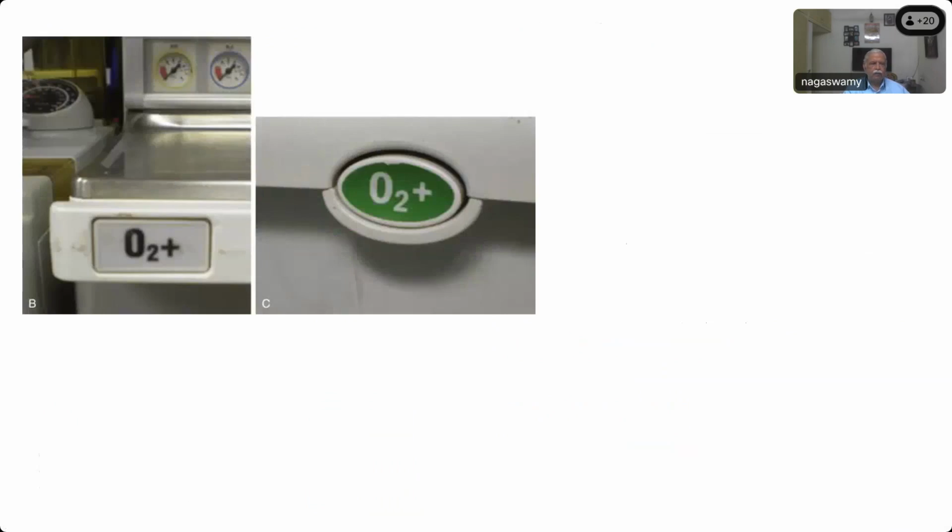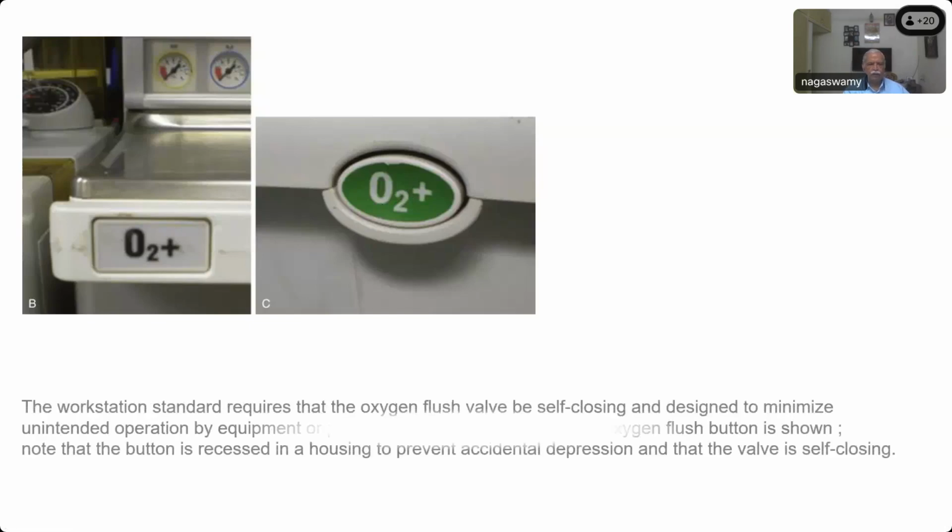So what they have done is they have modified this like this. You can see it is written not as oxygen flush but as O2 plus. And here you can see it is flushed with the surface, whereas here they have got another rim like thing. So this button cannot be easily approached unless you put your finger. Whereas here, your elbow, if you are careless, you can just activate it. Whereas here it cannot be done. So that is another important thing that I have increased.